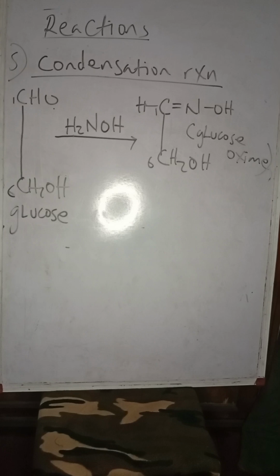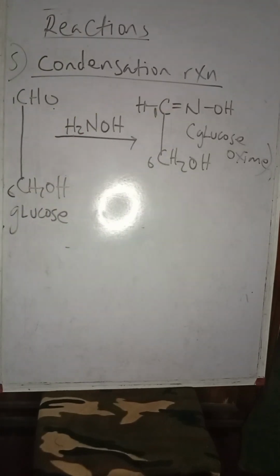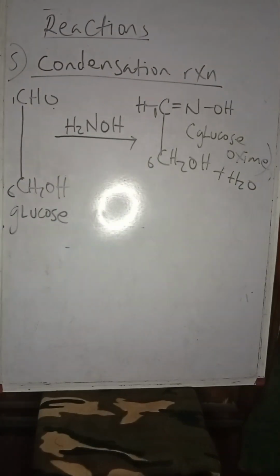What about if it was fructose? Fructose plus hydroxylamine, I get fructose oxime. That's an example of a condensation reaction. Don't forget, it comes with the formation of a smaller product such as water. That's why it is called condensation. So with hydroxylamine done, I'll do the reaction with hydrazine first, then phenylhydrazine, and we'll see how it works.